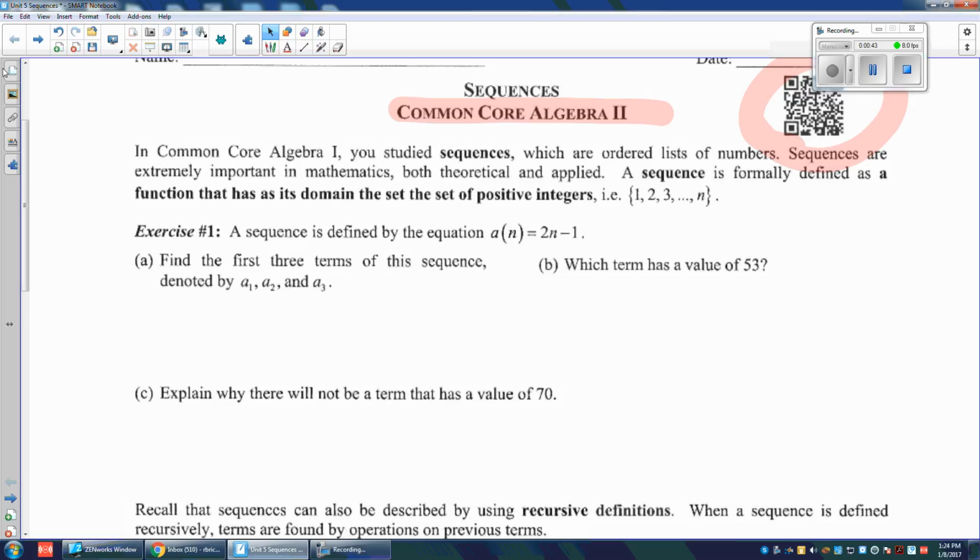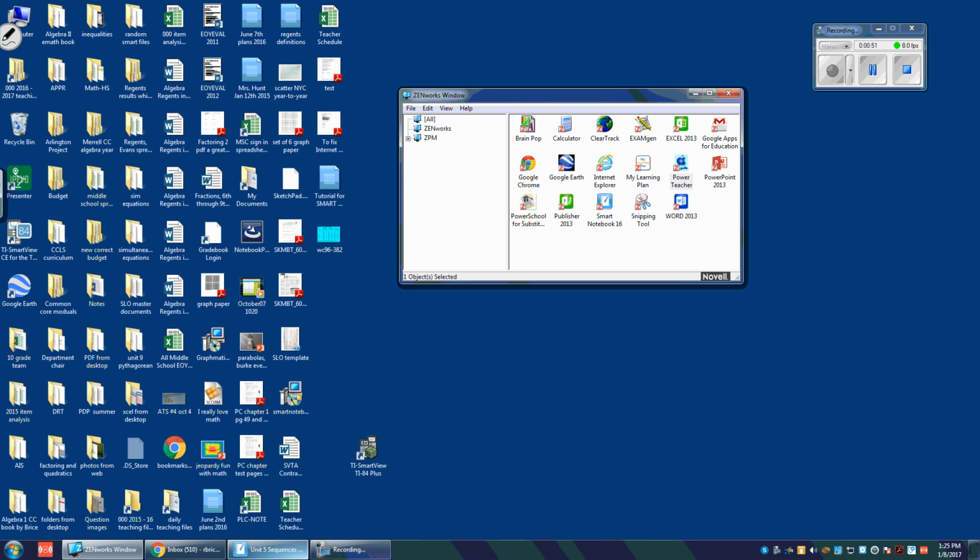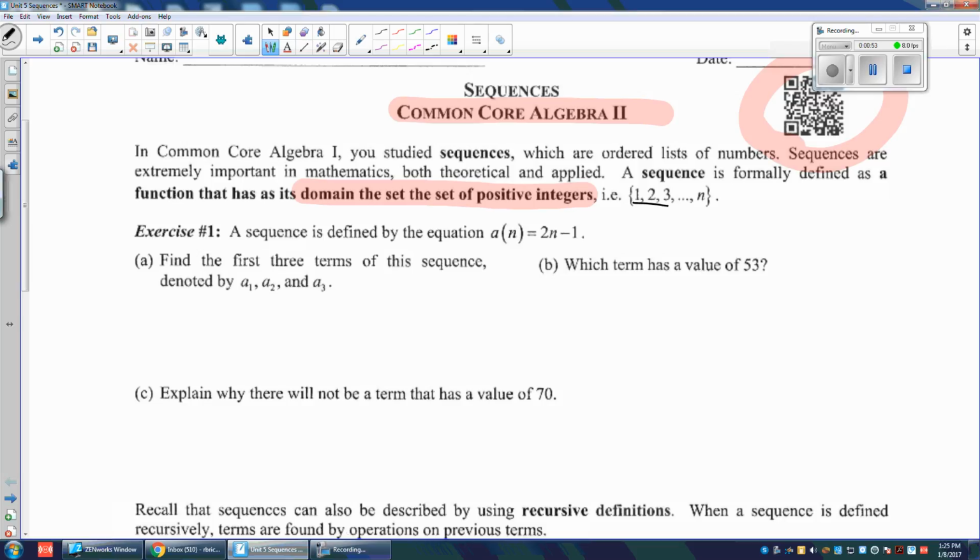A sequence is formally defined as a function that has its domain as a set of positive integers. For example, 1, 2, 3, and so on until the last number, which we're calling n in this situation. A sequence is defined by the equation a of n equals 2n minus 1. So this is a specific sequence. There's the equation. It's a function. Find the first three terms of the sequence.